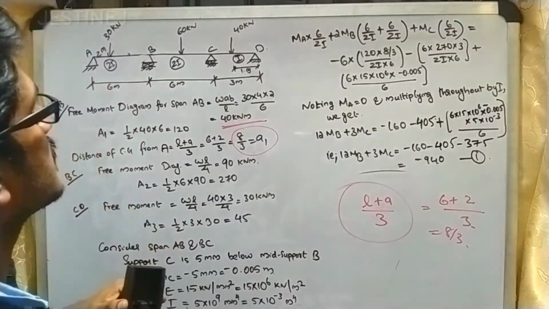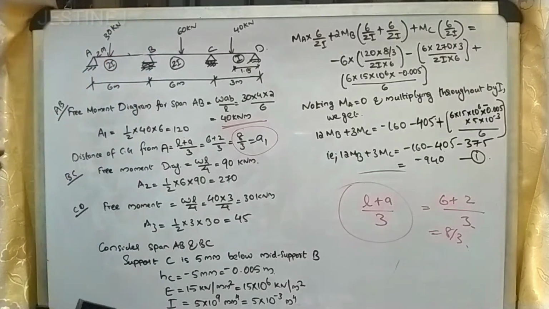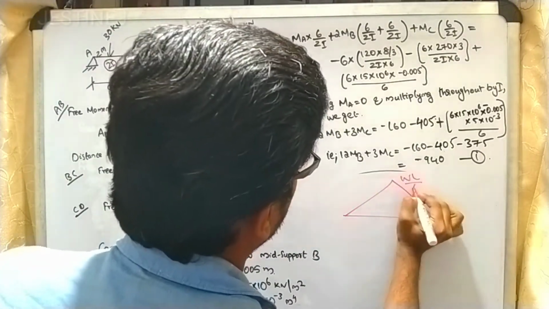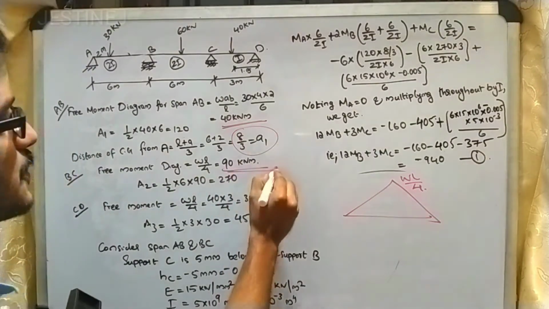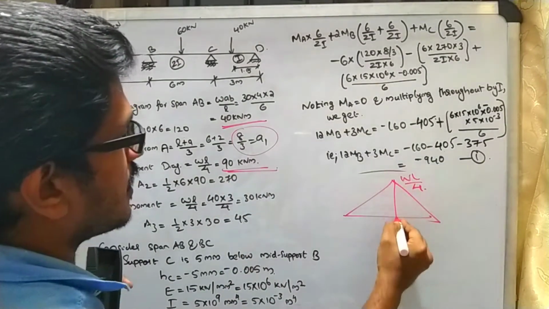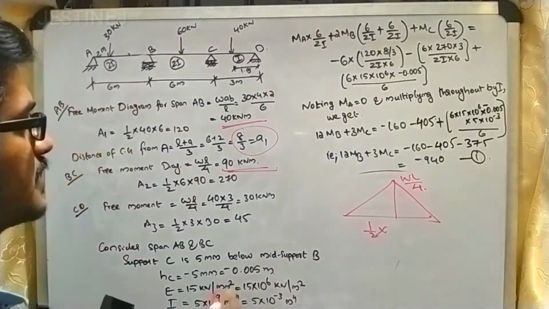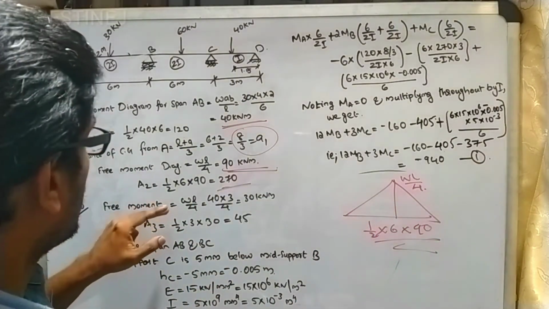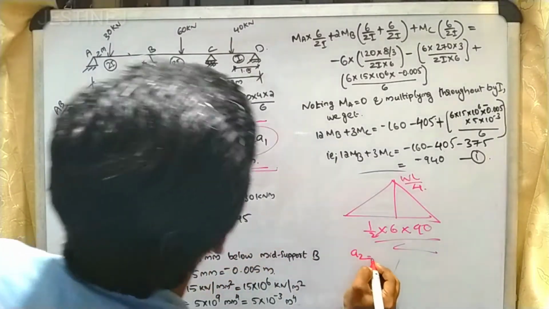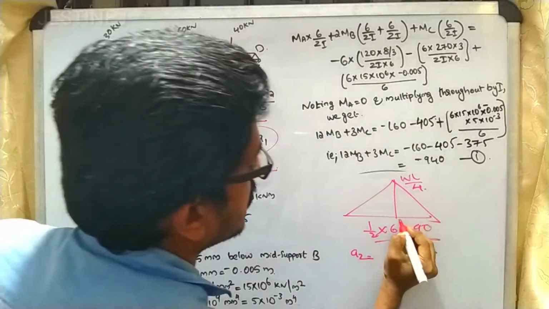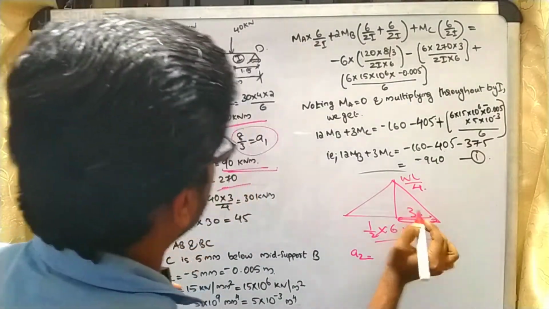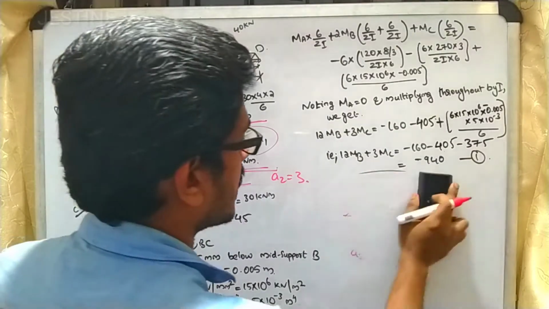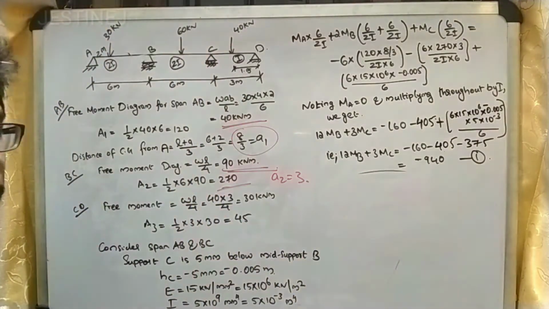Then we will move on to the BC portion. The point load is acting at the center point, so the value is again WL by 4, which is going to be 90 kN meter. Regarding the area, you can directly take the right-angled area, that is half multiplied by 6 multiplied by 90, and you will get 270. Then regarding A2, the center of gravity distance from this support will be at the center of the span, that is 3 meters. This is all regarding the AB portion and BC portion values.